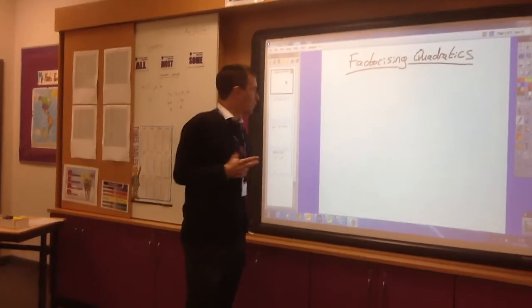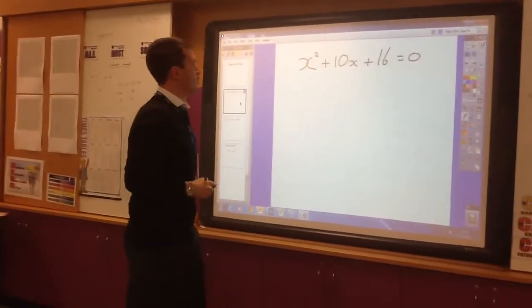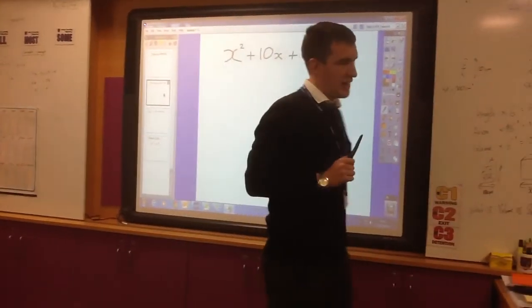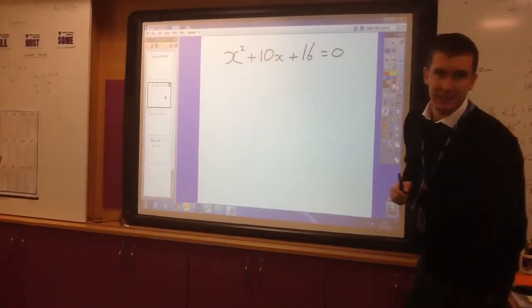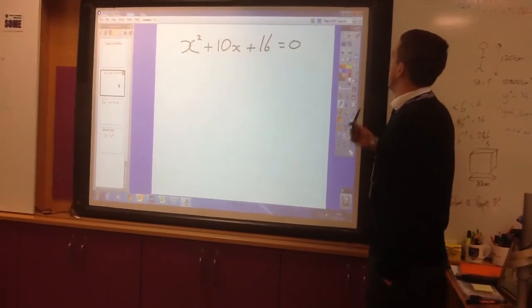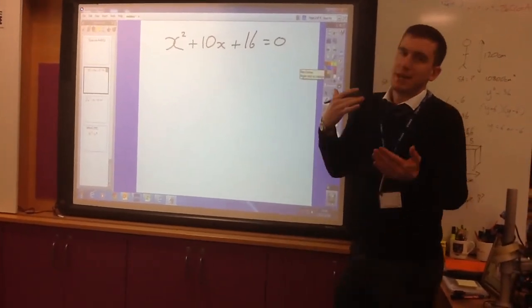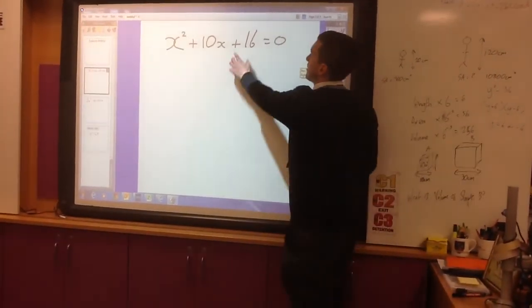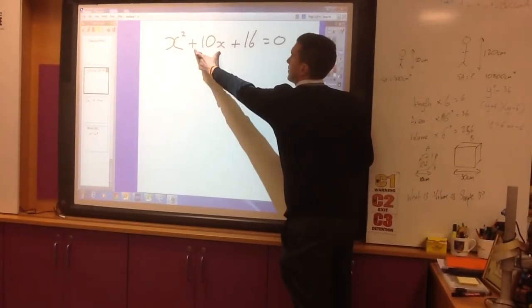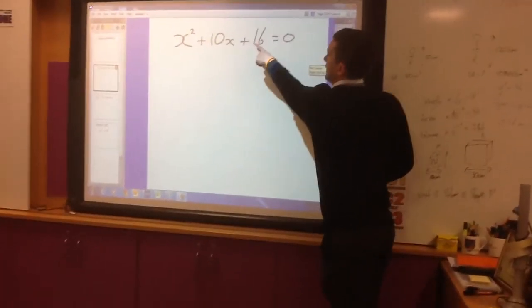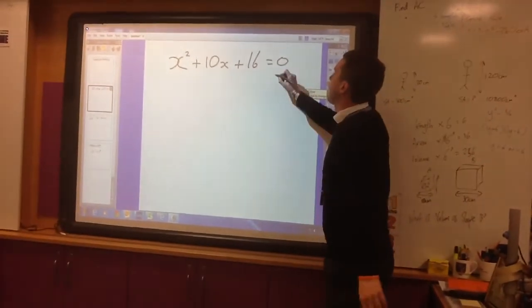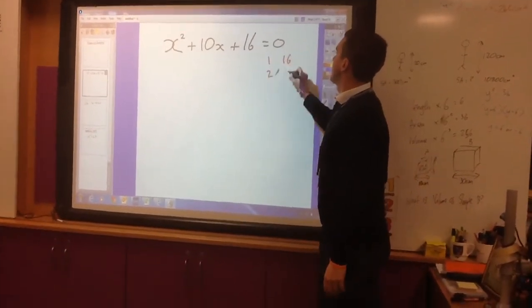I'm going to go through 3 examples. First one is something you see, x squared plus 10x plus 16 is 0. What you'll hear is a lot of people say, so we need to make something that times together to make this number and they add together to make this number. So if we list out all the possibilities that times together to make 16, you've got 1 and 16, you've got 2 and 8, you've got 4 and 4.